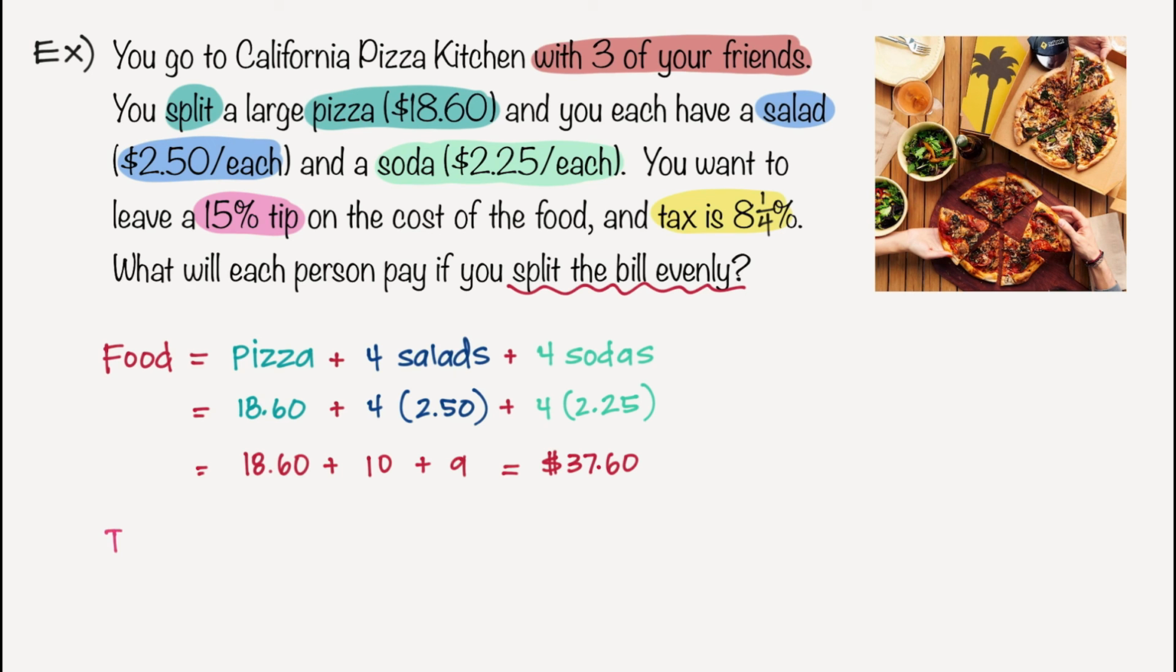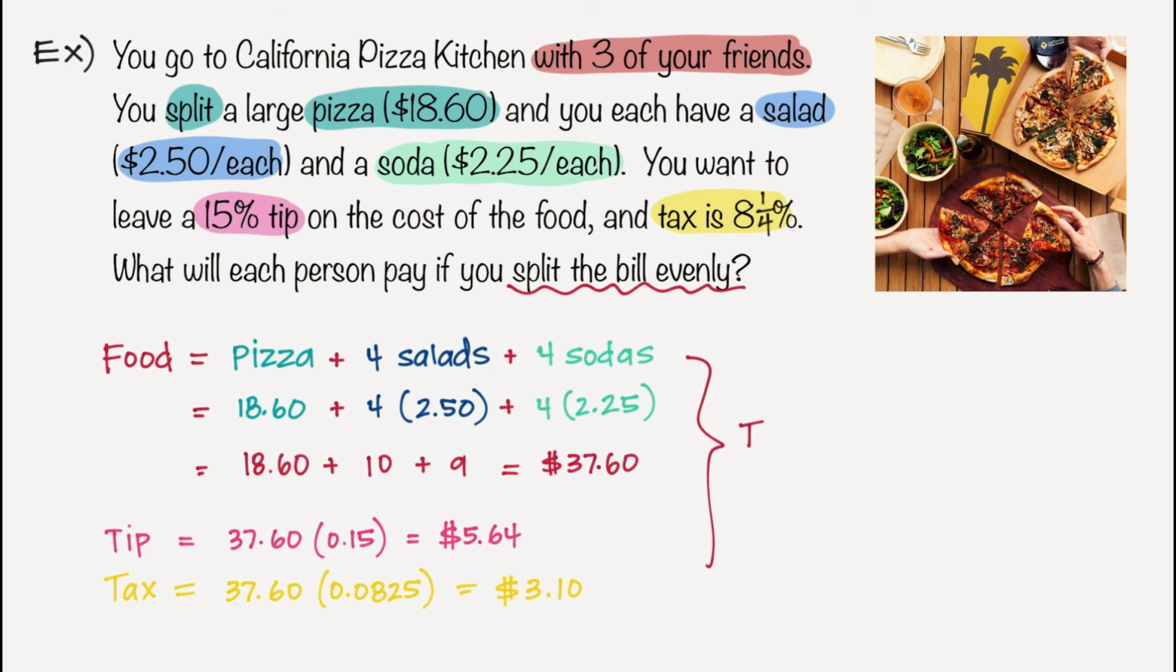$37.60. So now let's calculate the tip. So the tip is just on this food amount. So $37.60 times 0.15, which is going to be $5.64. Similarly, let's find the tax, and the tax is only on the food. So I'm going to only find 0.0825 times that $37.60. And I find that the tax is going to be $3.10. So I have the food, I have the tip, and I have the tax.